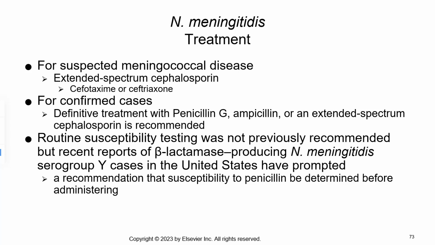For suspected meningococcal disease, use an extended spectrum cephalosporin, cefotaxime or ceftriaxone. For confirmed cases, definitive treatment with penicillin G, ampicillin, or an extended spectrum cephalosporin is recommended. Routine susceptibility testing was not previously recommended, but recent reports of beta-lactamase producing meningococcus serogroup Y cases in the United States have prompted a recommendation that susceptibility to penicillin be determined before administering penicillin. The reason for this is we need to know that the treatment is going to work.